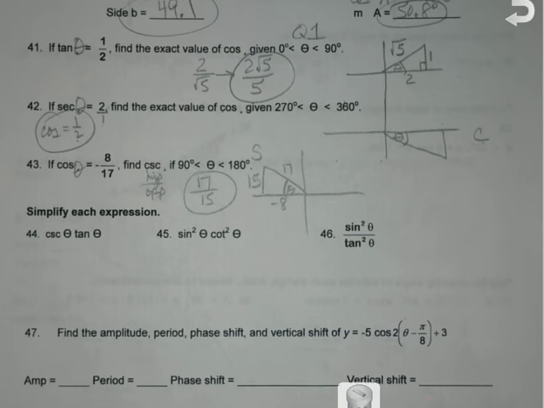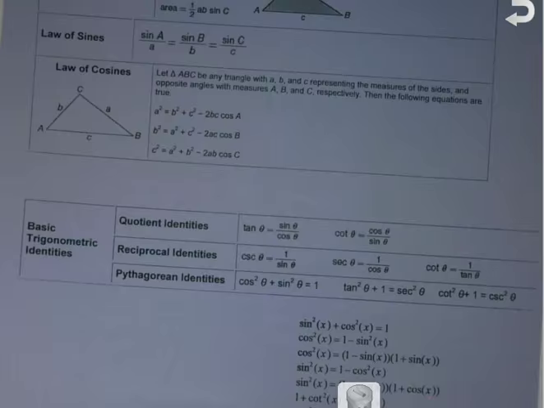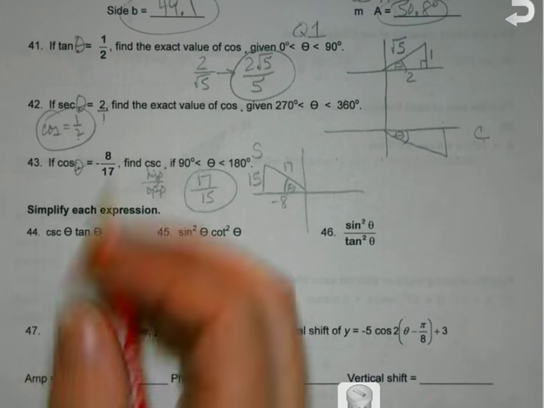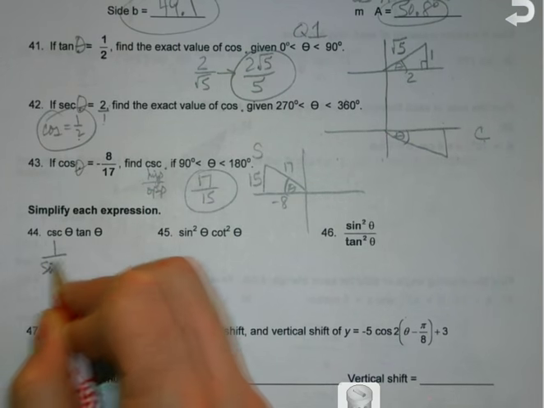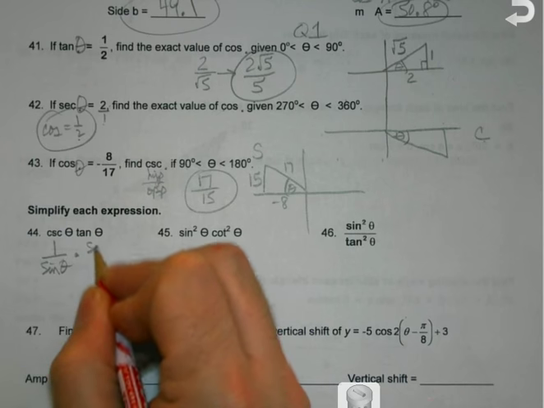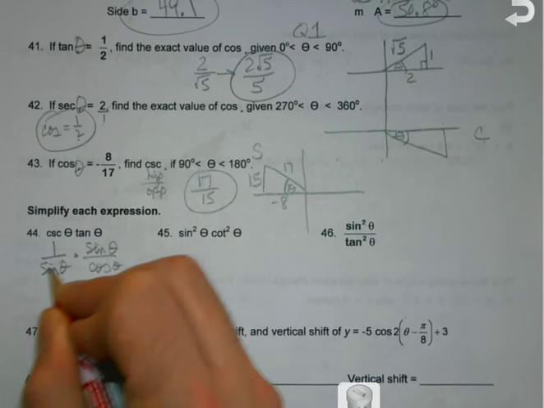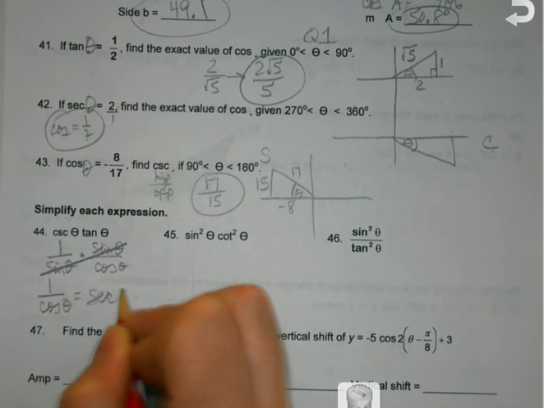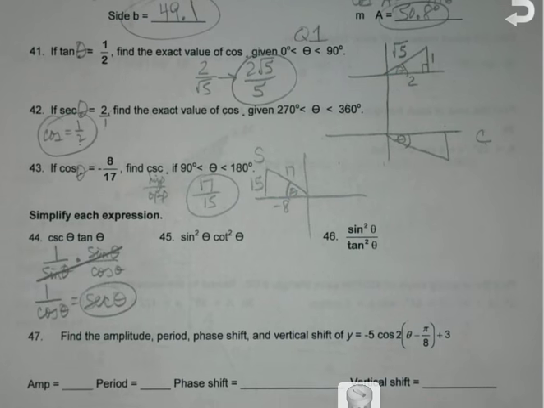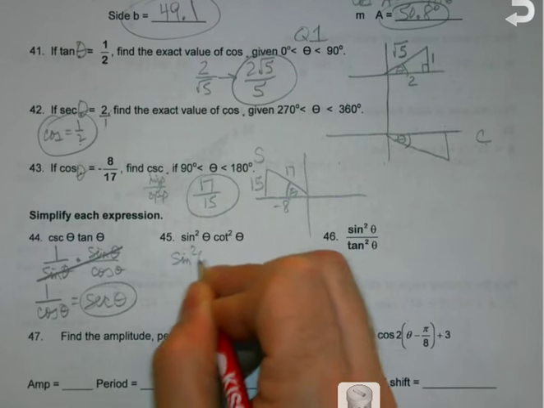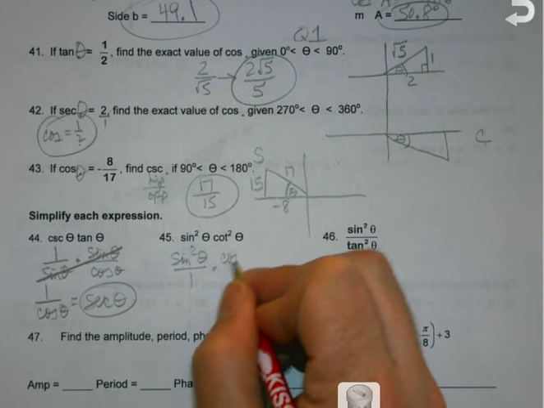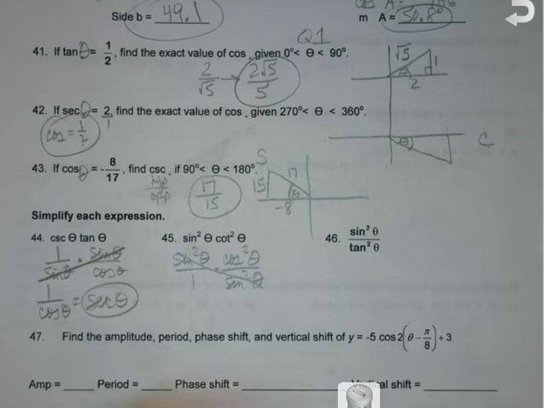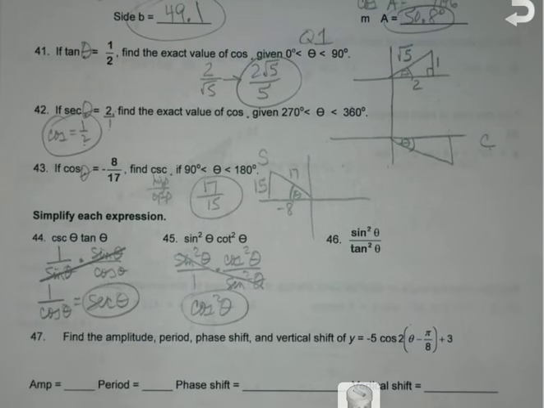Simplifying expressions. Again, you have help available with your basic trig identities here, so don't fret over this. We like to make everything sine and cosine when we can. Cosecant, 1 over sine. Tangent, sine over cosine. Sines cancel. 1 over cosine is secant, and I'm done. So again, we try to leave sine alone, and we try to turn everything else into sine and cosine. Keeps life simple.